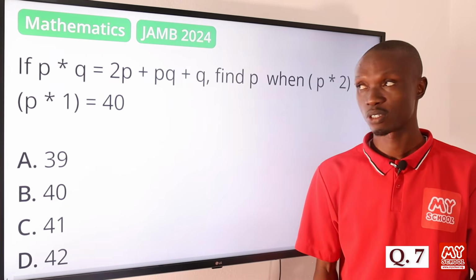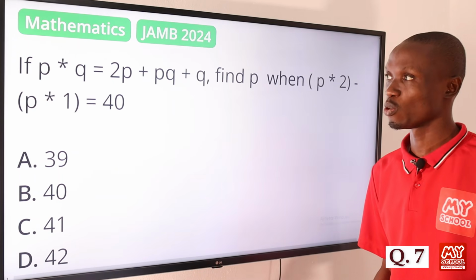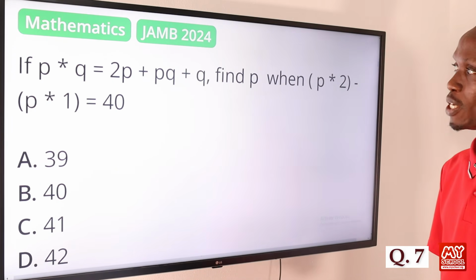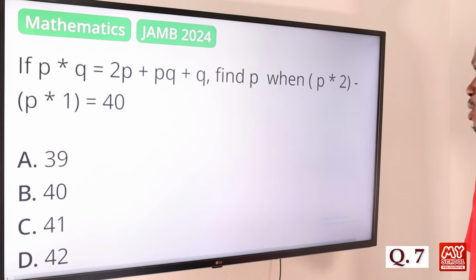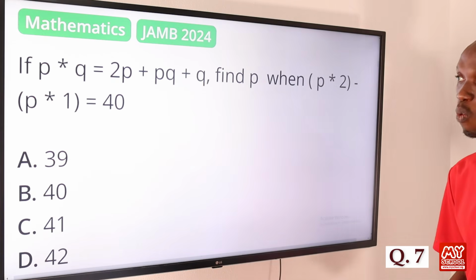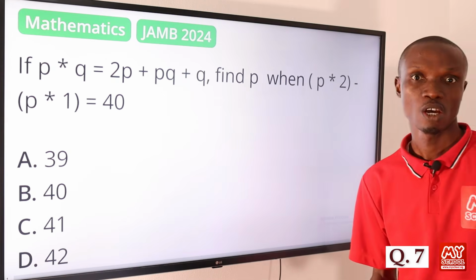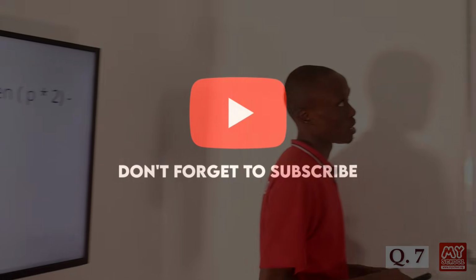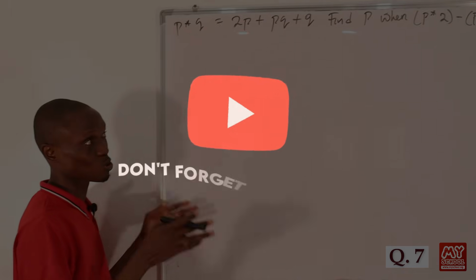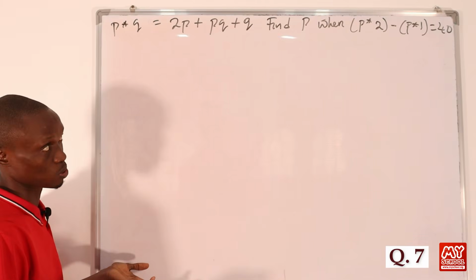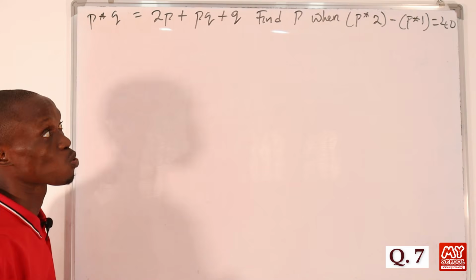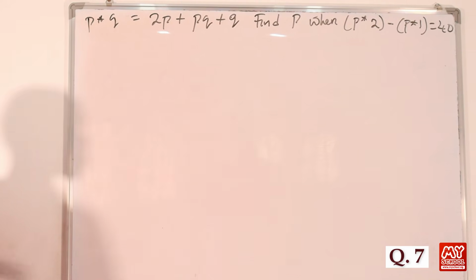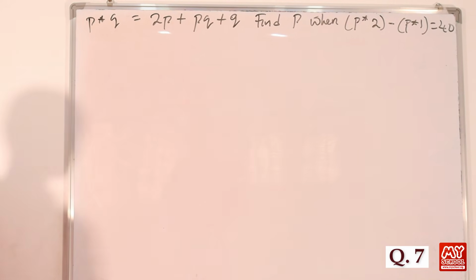Question 7. If P star Q is equals to 2P plus PQ plus Q, find P when P star 2 in bracket minus P star 1 in bracket is equals to 40. So let's move over to the board to provide answer to this question. So basically, to solve questions like this on binary operation, it's simply for you to know how to substitute values. So it's simply using the idea of substitution.